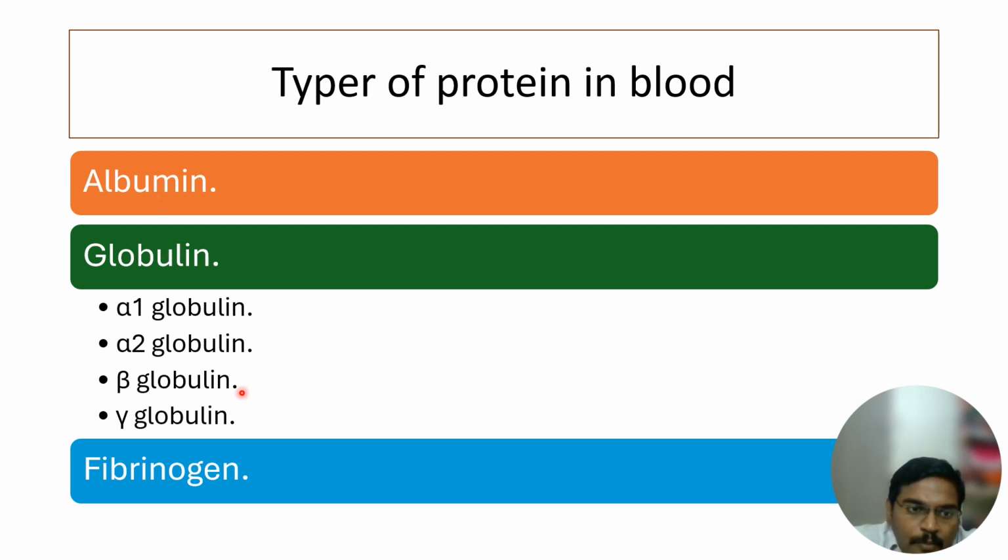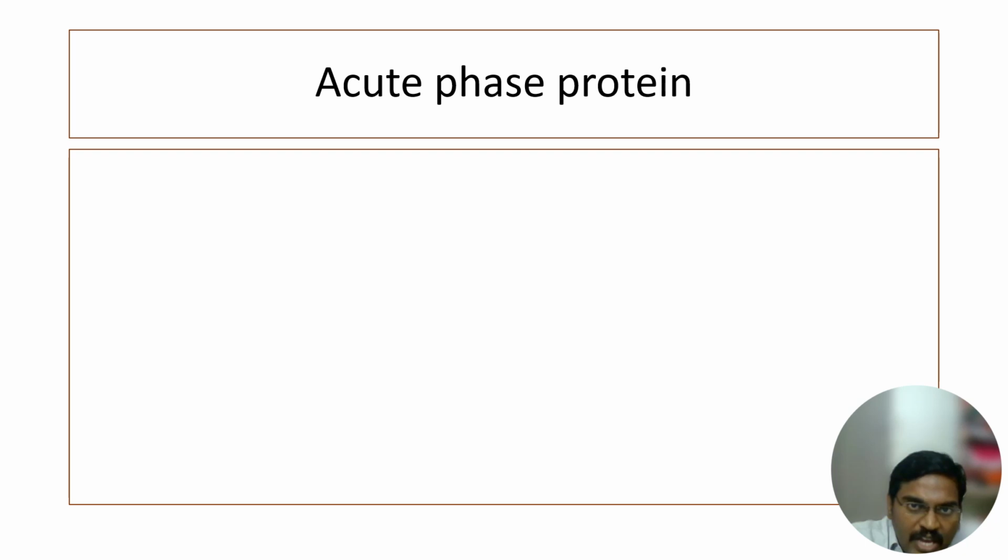Fibrinogen is not that important. Fibrinogen is involved in clot formation. When I explained the different proteins in the alpha 1, alpha 2, beta and gamma regions, I told you some proteins will be elevated in inflammation and some will be reduced in inflammation. This group of proteins which get altered during inflammation is called acute phase protein. This is an important question.